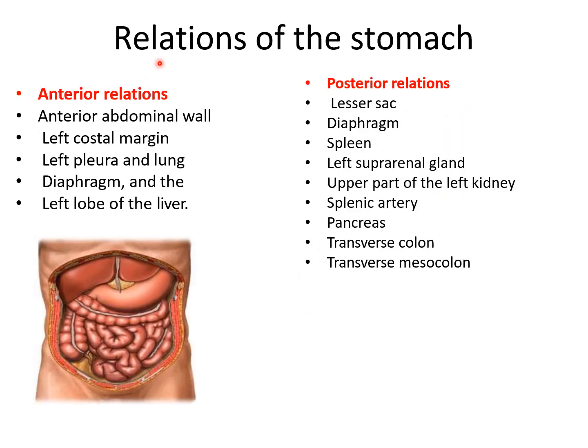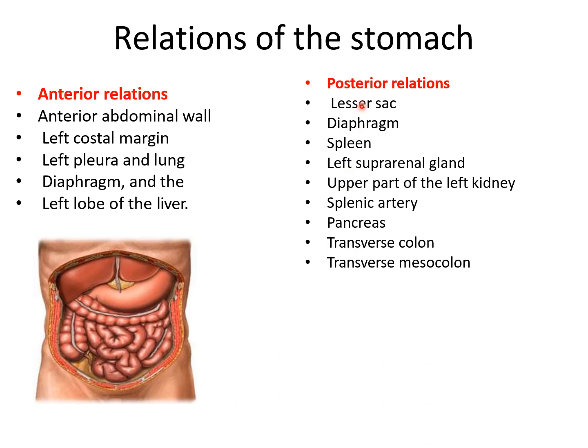About the relations of the stomach, anterior relation and posterior relation. Anteriorly you can see the anterior abdominal wall, left costal margin, left pleura and lung, diaphragm and left lobe of liver. The left lobe of liver, left anterior abdominal wall, left pleura and lung, left part of diaphragm and left lobe of liver.